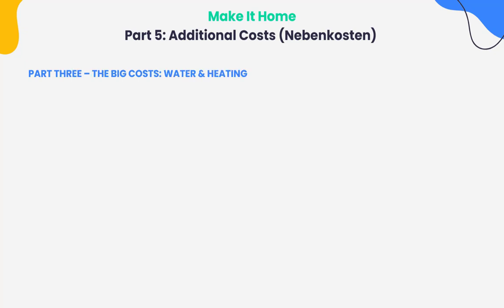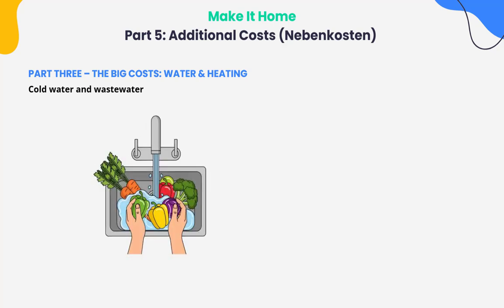The big costs: water and heating. Now let's look at the two biggest drivers of Nebenkosten: water and heating. Cold water and wastewater. In most apartments in Germany, cold water is almost always included in the Nebenkosten and managed by the landlord. You don't sign a separate contract, and usage is usually measured once per year.